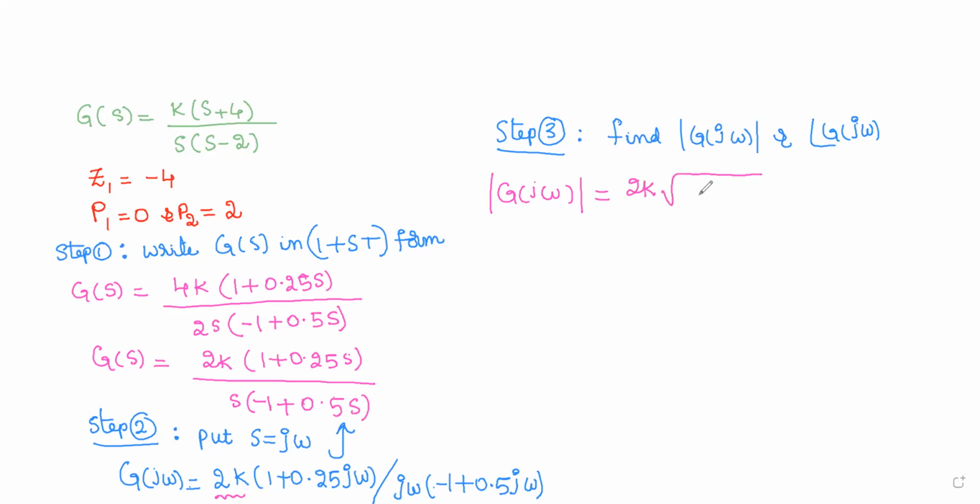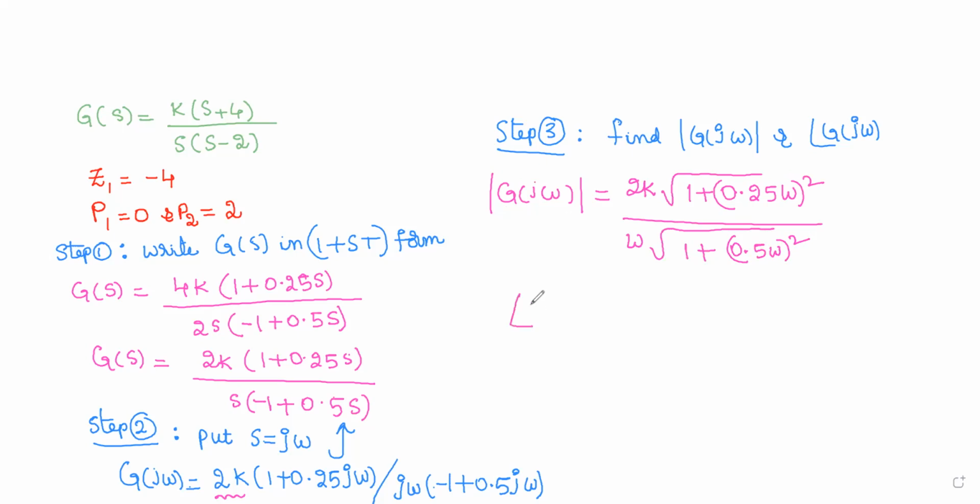For the next term in the numerator, root over 1 plus (0.25 omega) whole square. For the denominator portion, this is pure imaginary term, real portion is 0. So root over 0 square plus omega square gives out omega only. For the next term, minus 1 whole square means root over 1 plus (0.5 omega) whole square. So this is magnitude of G(j omega).